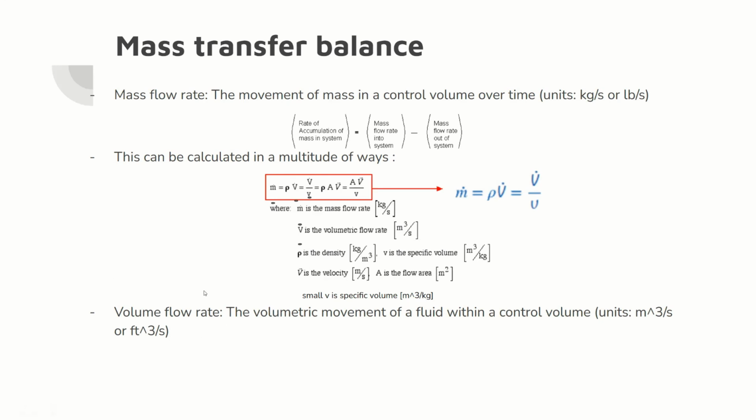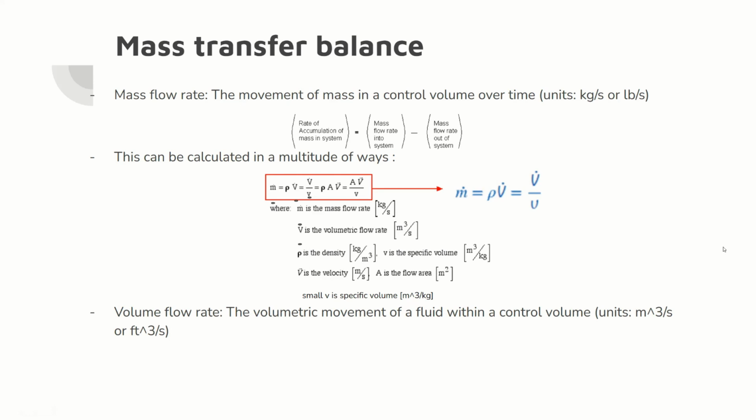Then, volume flow rate. You see it's denoted by an uppercase V with a dot at the top. You can barely see it, but it's right there. It's just the same thing as mass flow rate, but for volume. So it's the volume of a fluid going into a control volume with respect to time, denoted by meters cubed divided by seconds.